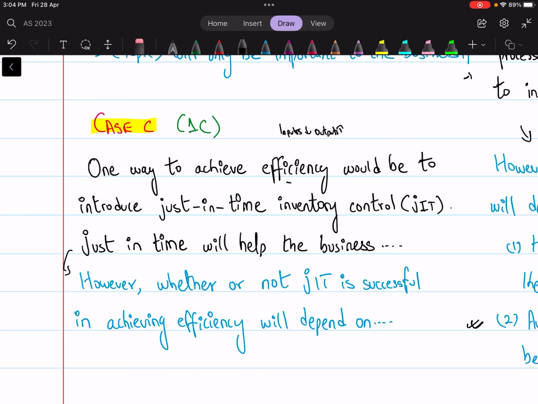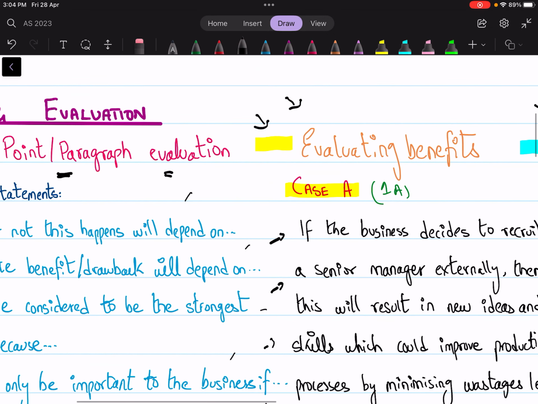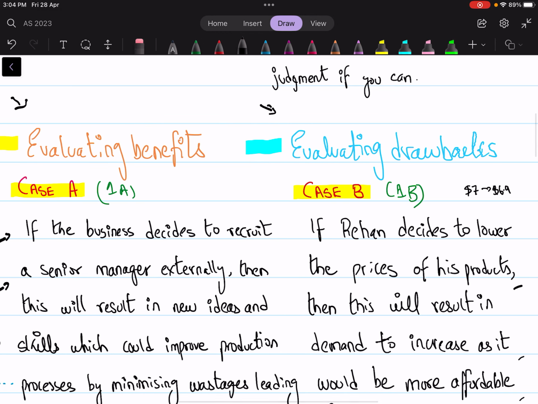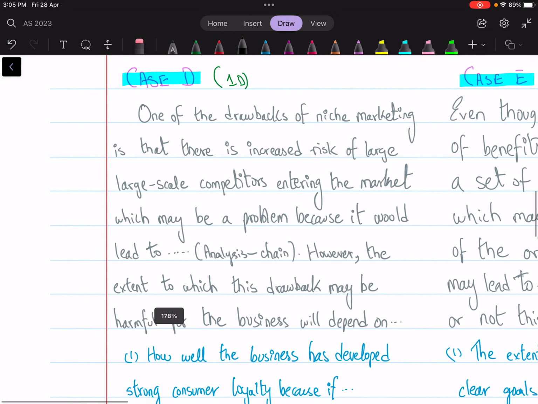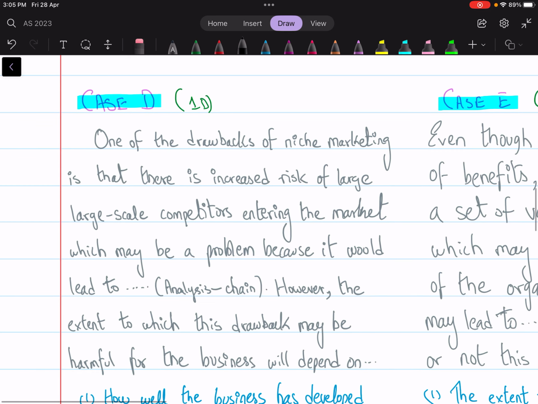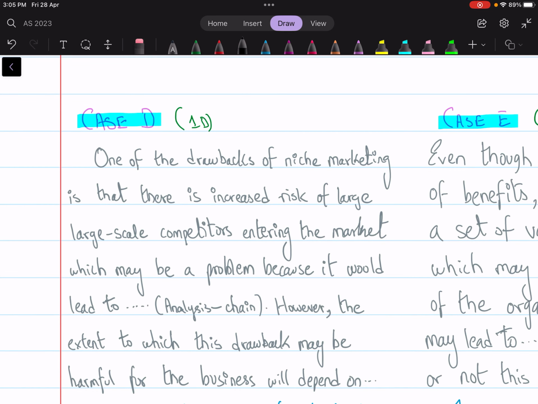Alright, so these were the scenarios where we were evaluating benefits, but obviously it would be quite better if I were to teach you how to evaluate drawbacks as well. And to be very honest, it's the same structure. For example, let's discuss this case D. One of the drawbacks of niche marketing is that there is an increased risk of large-scale competitors entering the market, which may be a problem because it would lead to, and then you complete your chain of analysis, right?